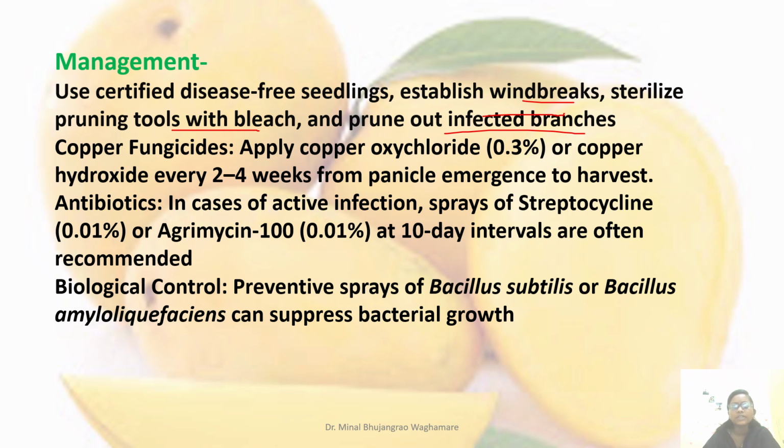Coming to the copper fungicide spraying, copper oxychloride at 0.3% or copper hydroxide can be sprayed every 2 to 4 weeks from panicle emergence to harvest. Definitely this is a bacterial disease, so we should use some antibiotics. In case of active infection, streptocycline 0.01% and agromycin 0.01% at 10 days interval are often recommended. Coming to the biological control, Bacillus subtilis or Bacillus amyloliquefaciens can suppress the bacterial growth.